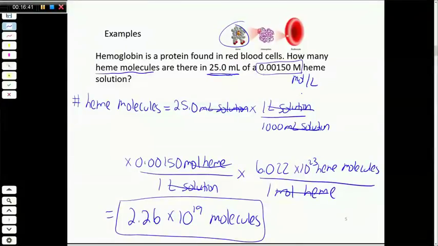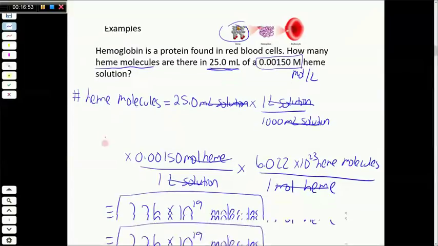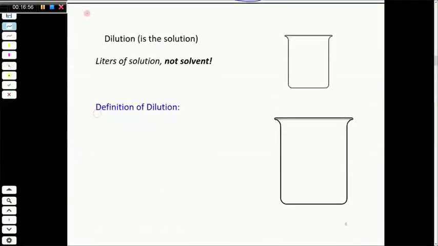But the key being we have to get moles first using the molarity, and then we can convert into other things like mass or number of molecules, as we did here. Alright, so that's just an example of how we use molarity. Now the next thing I want to talk about is what's called dilution, which is the idea of changing the molarity of a solution by adding more solvent to it.